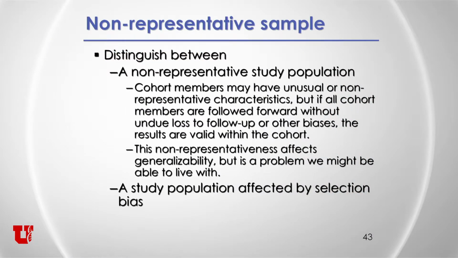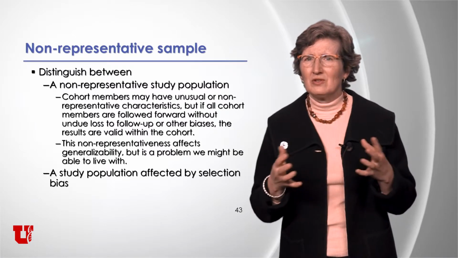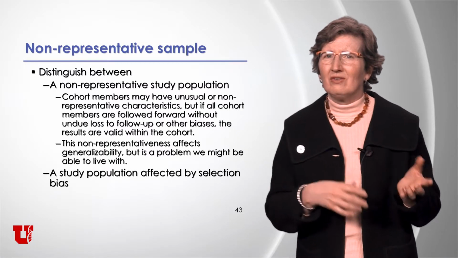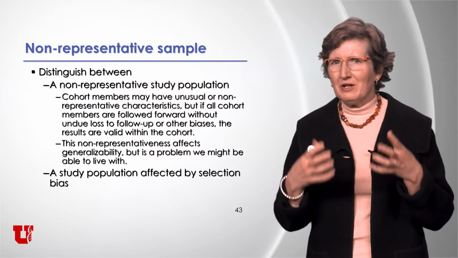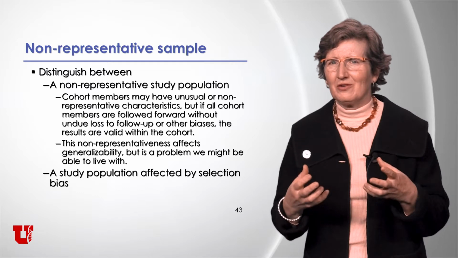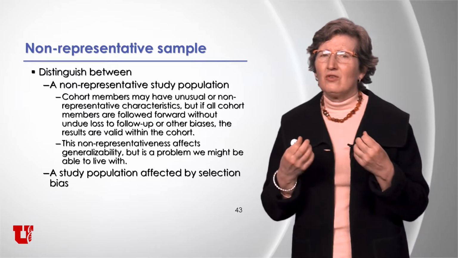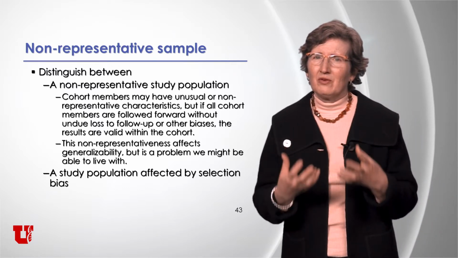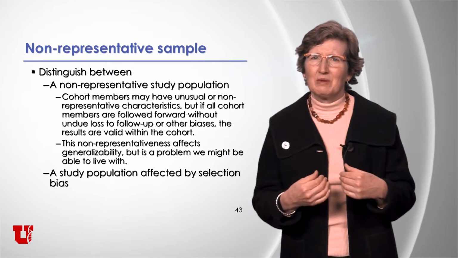So your cohort members may have unusual or non-representative characteristics, but if all your cohort members are followed forward without undue loss to follow-up or other biases, the results are valid within the cohort. So the study of cancer patients who are all age 65 and younger, those results are unbiased with respect to cancer patients 65 and younger. Those are useful results. So they're not affected by selection bias, they're affected by non-representativeness.